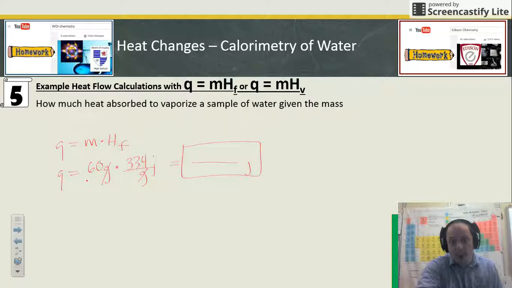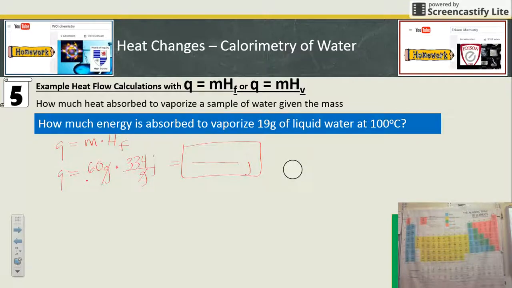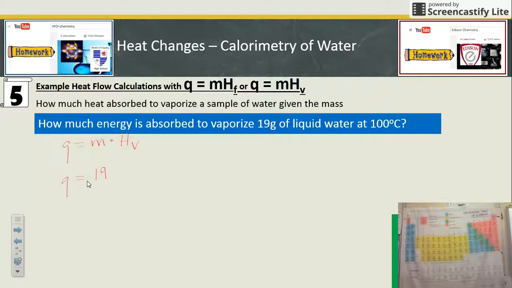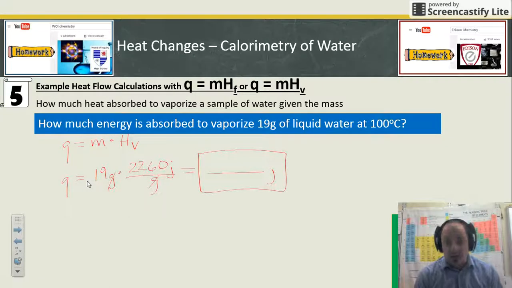We got to do some vaporizing, so let's check those ones out. We're just going to use a different equation with a different variable. Instead of Q equals M times HF, we're going to use Q equals M times HV, because V is for vaporization. So Q equals M times HV. And then we got to use a different number for HV as well. This time we got 19 grams, and HV, I'll read off table B, 2260 joules per gram. Grams drops out, leaving us with the units of joules only. And you solve the math, and you'll be able to tell me how much heat was absorbed in vaporizing this sample of liquid.